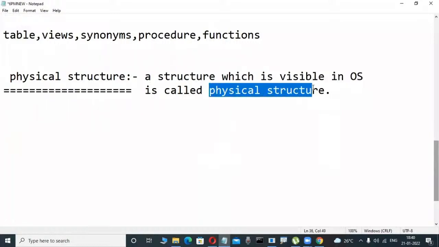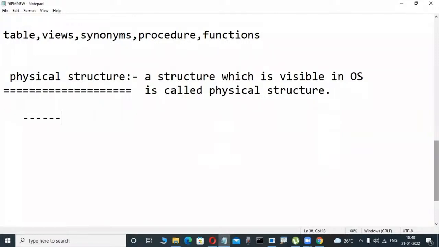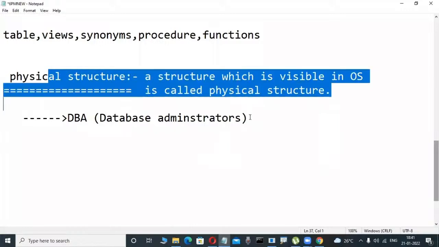But the physical structure is not what you and I work on. Some different type of persons work on it. Who are they? DBA, database administrators. In project side, there are some other types of persons in a database. Those database administrators only work on the physical structure.